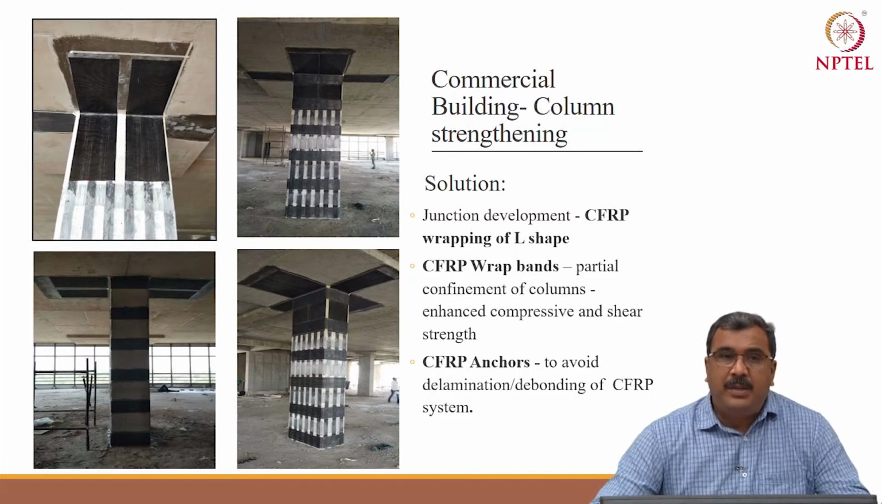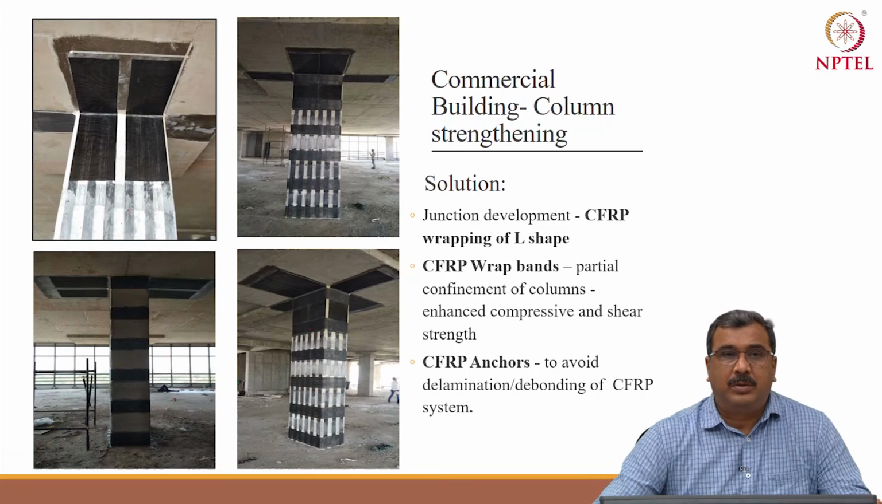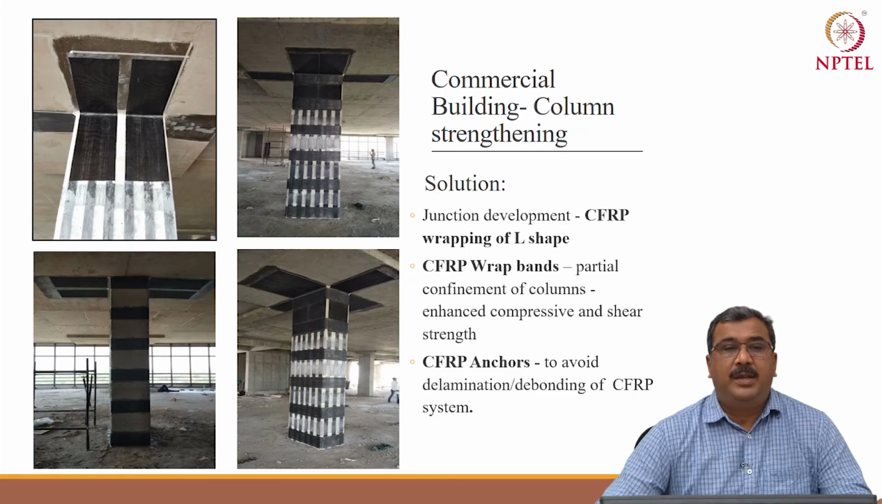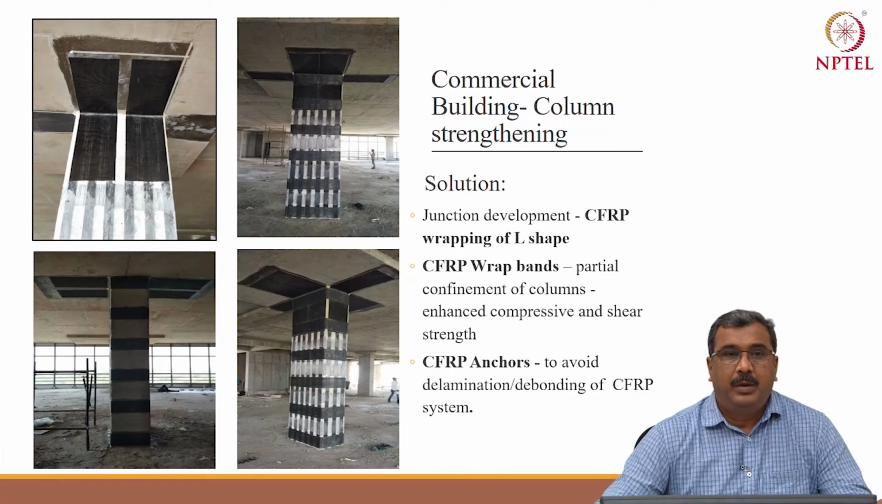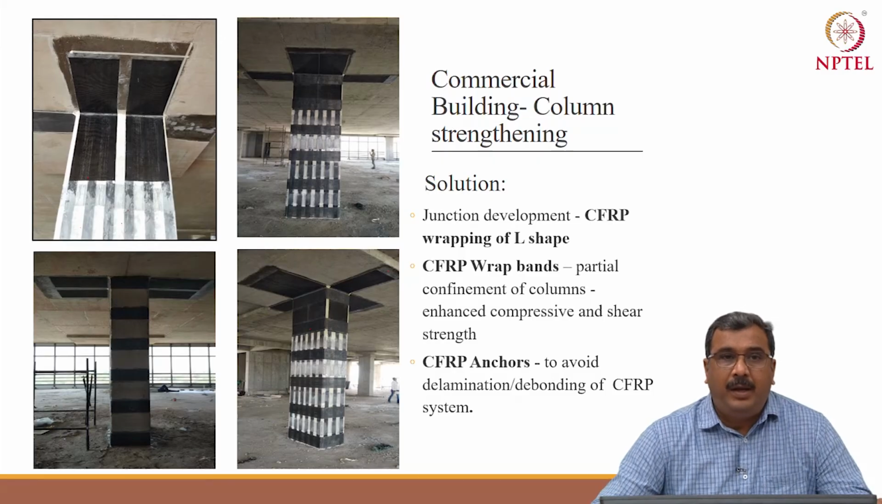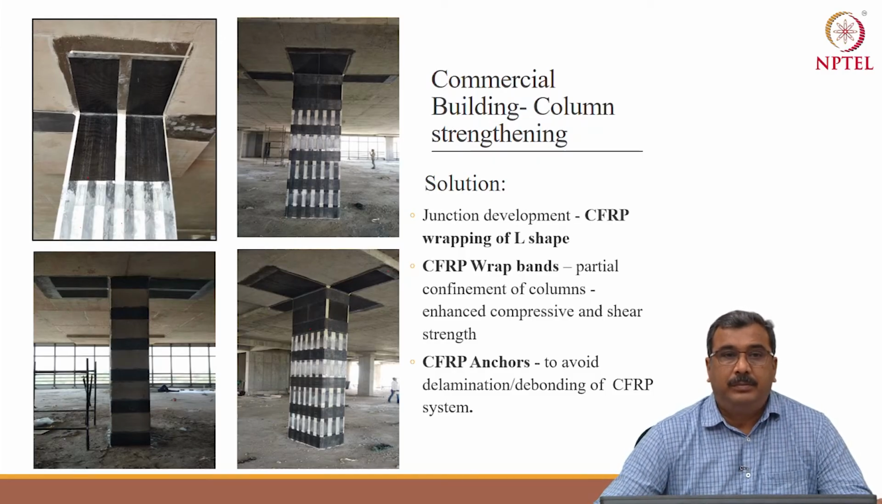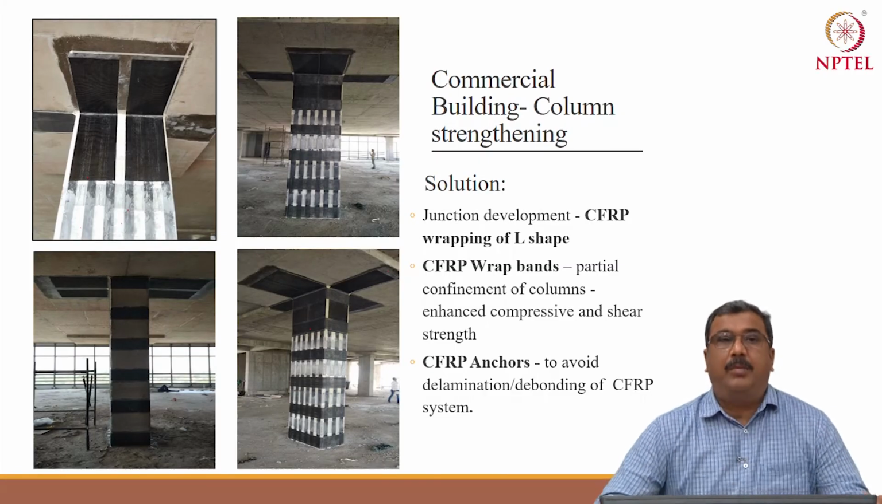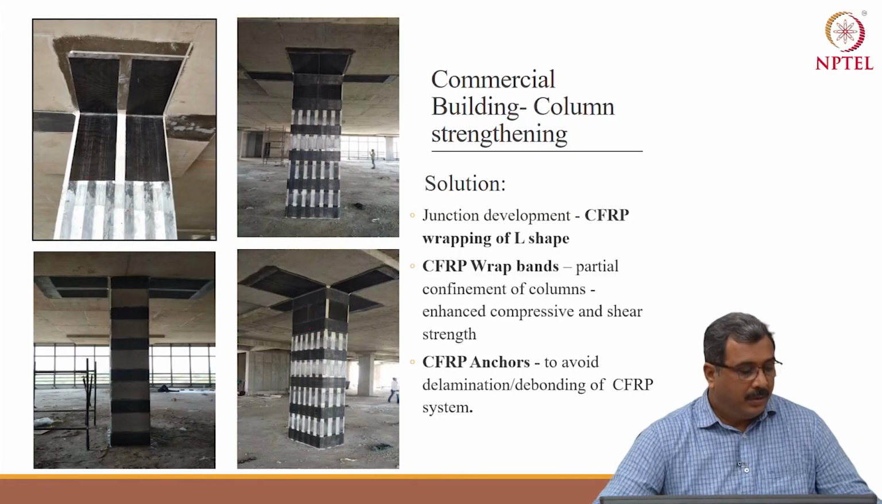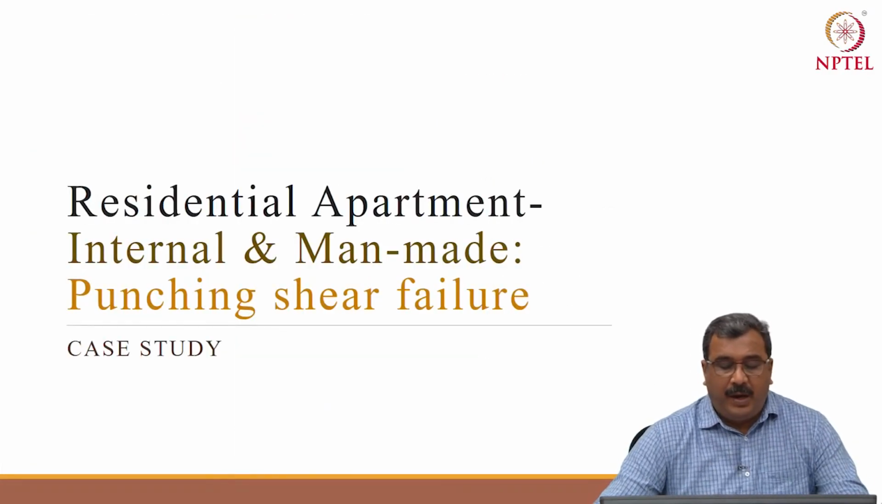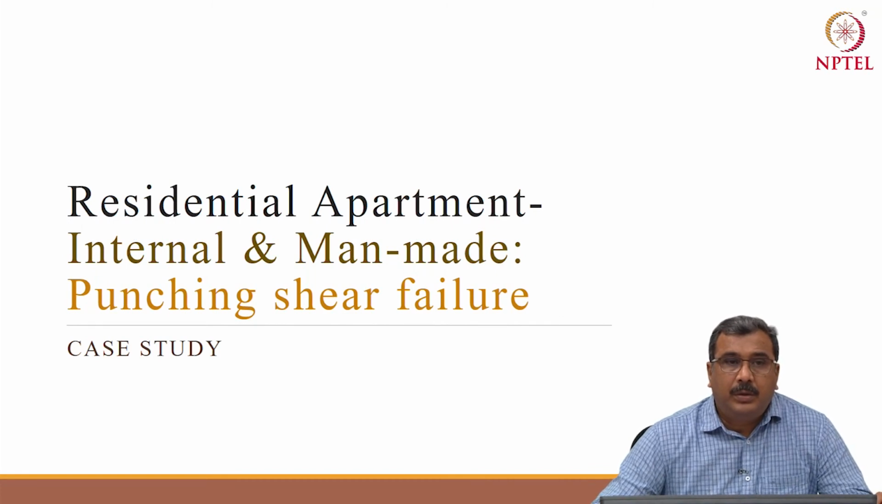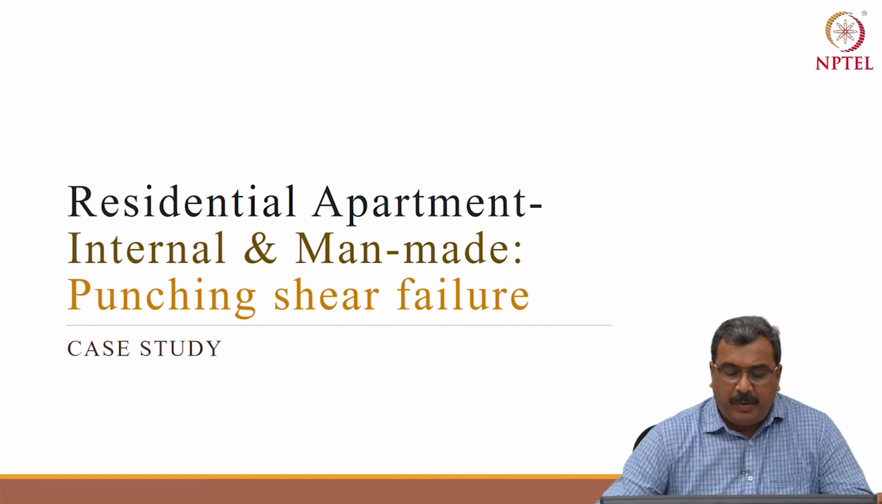This whole CFRP strengthening was possible because this column element was complying with the requirement of ACI 440.2R. That column should be capable of carrying DL plus 0.75 LL without wrapping. So, you cannot simply go for CFRP for all the members. We will have one more case study, for punching shear failure.